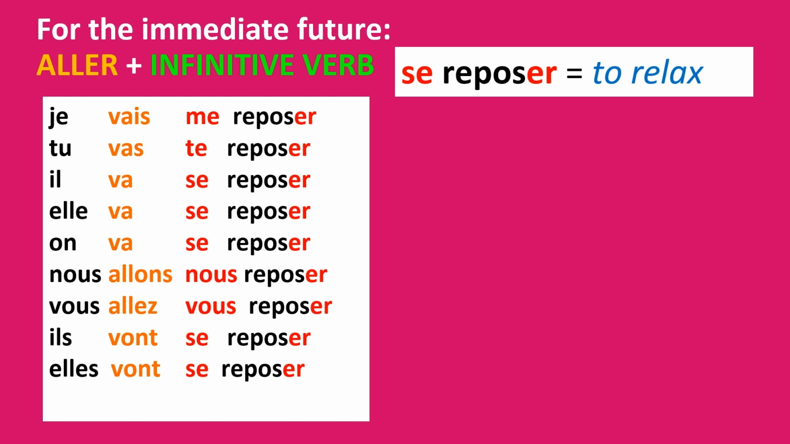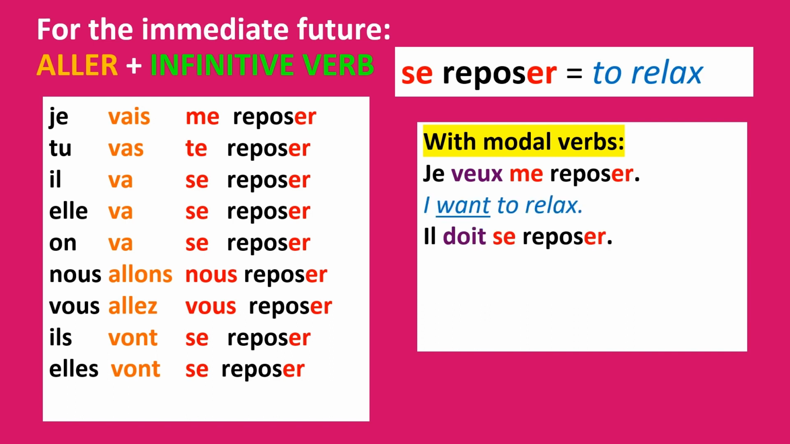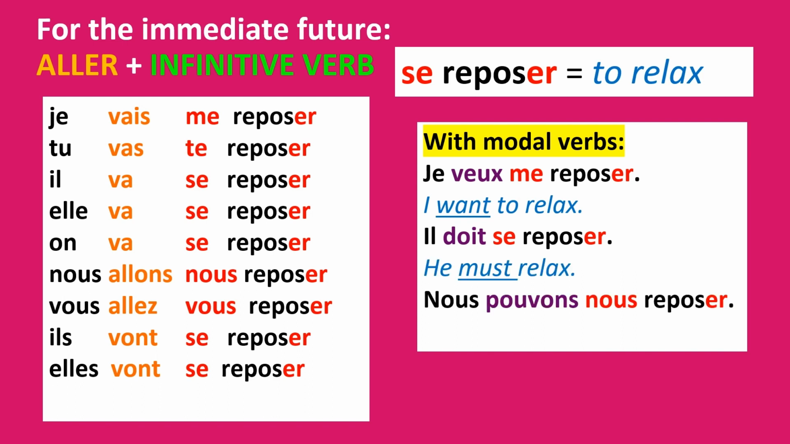Now the structure of the immediate future resembles the structure of modal verbs. So if I want to say I want to relax, I'm going to say je veux me reposer. Il doit se reposer will be he must relax, and nous pouvons nous reposer, we can relax.